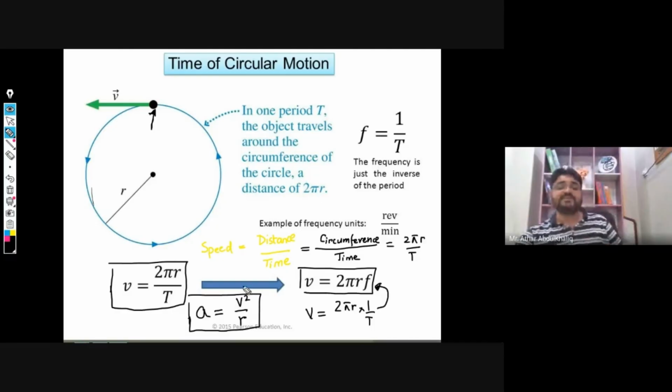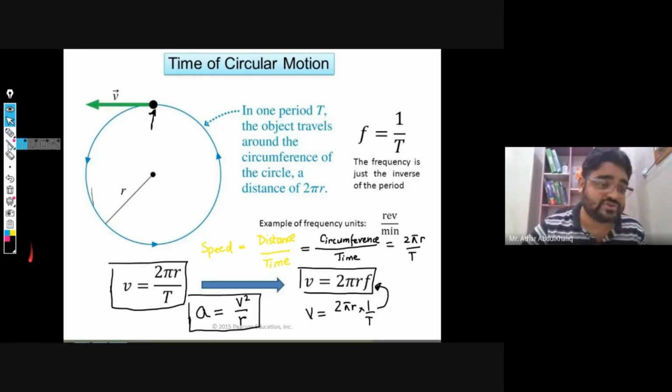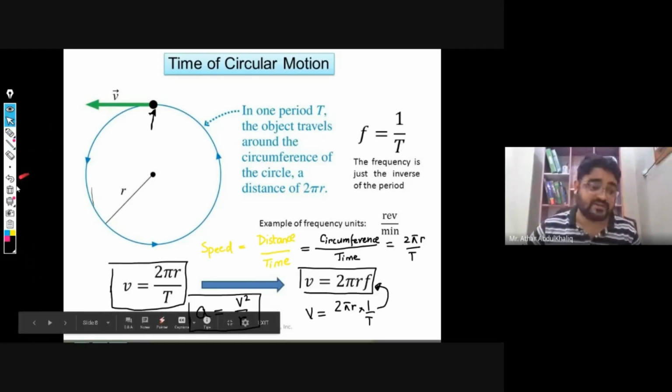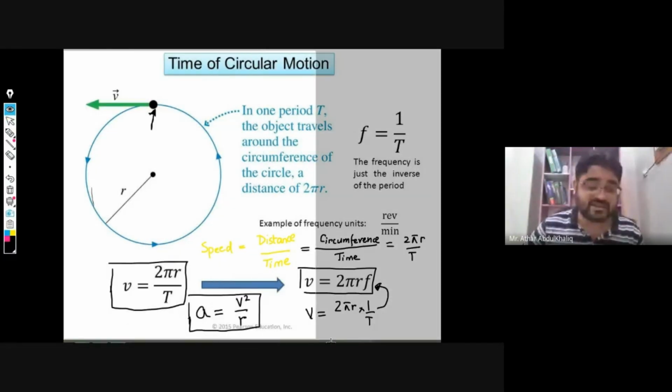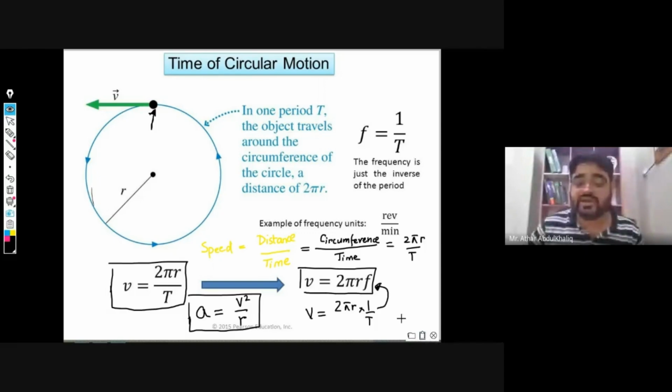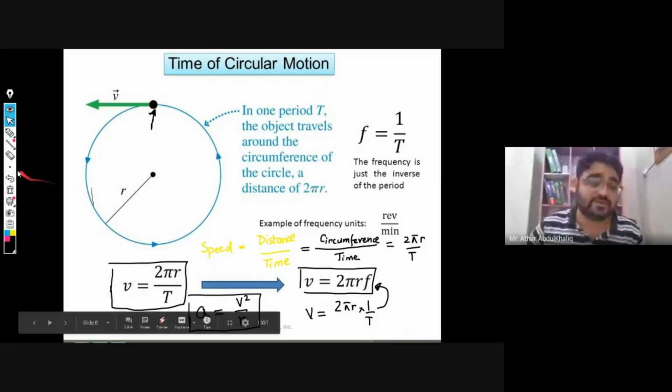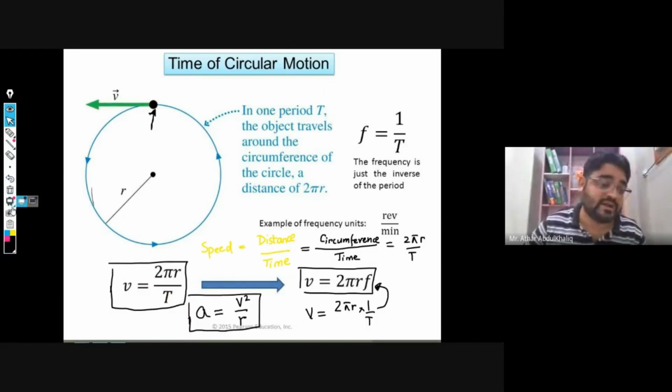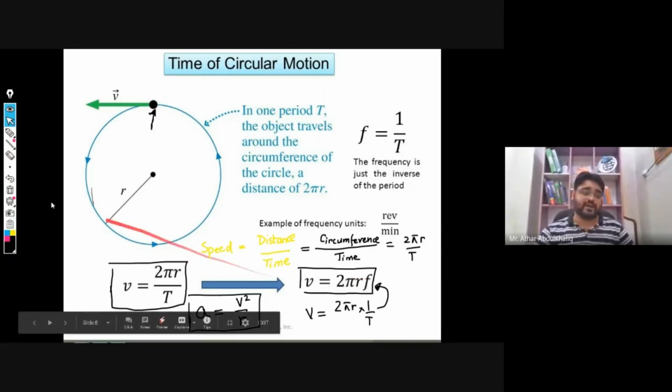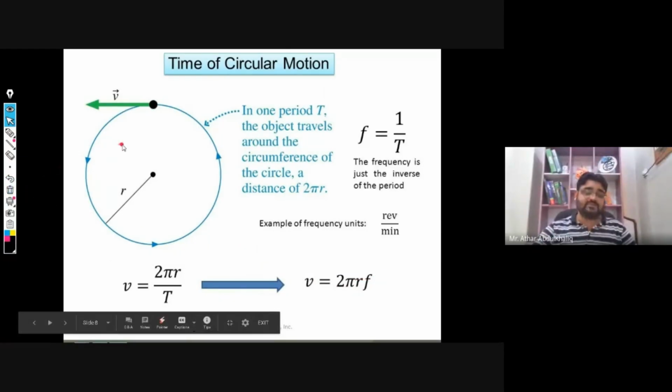Now, these are all things that we need to compile, and we will use them in the lesson that we are going to take today. So in our lesson, first of all, we need to solve a problem related to this. For that, keep these three formulas in your mind, or write them on a paper: a is equal to 2 pi r over t, a is equal to v square over r, and v is equal to 2 pi r f. Now let me start the problem.